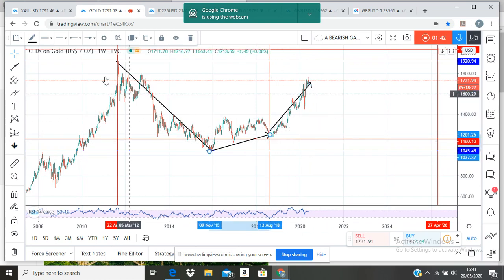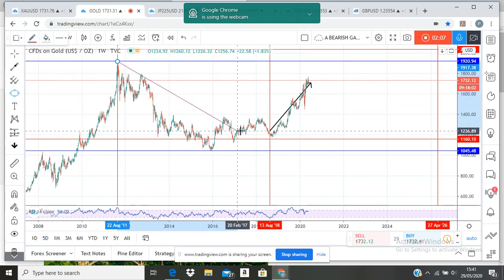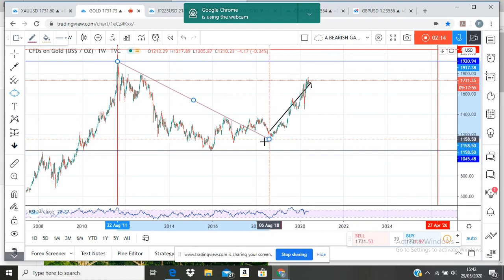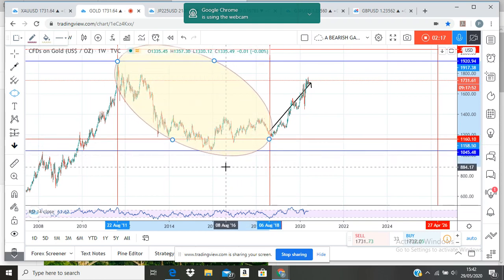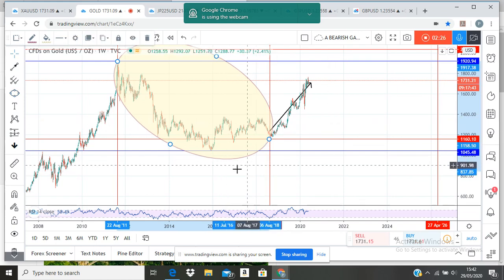Now I'll explain why this is one cycle. This top here and this bottom here is 0.618 of this whole cycle. And then if we use the major ellipse that contained the price action during this time, this is actually what happened in the trend.